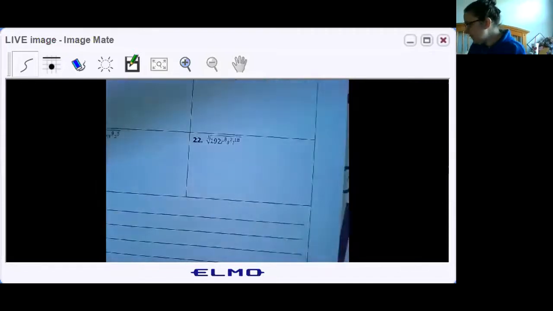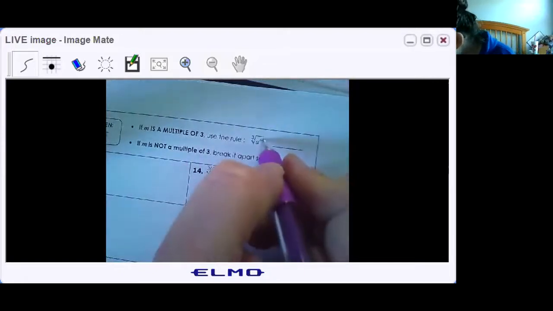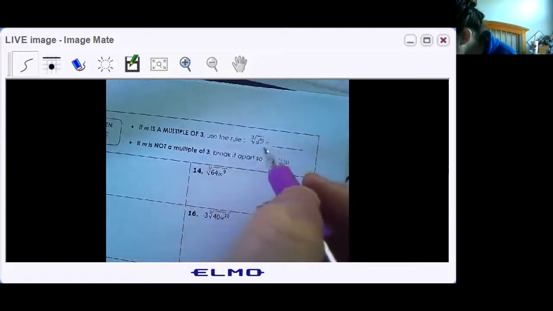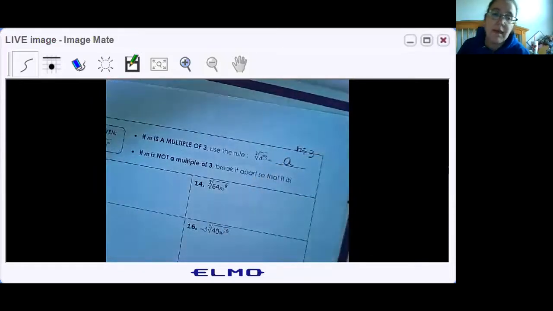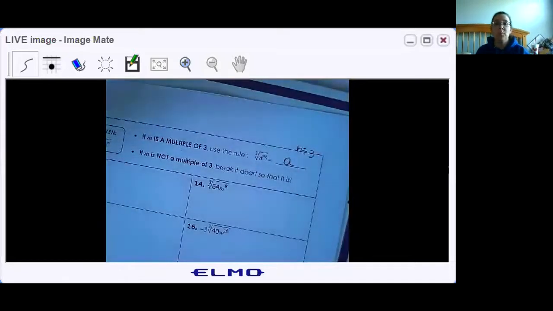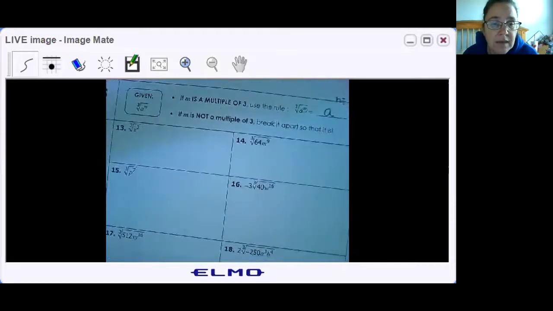We take what we have, and instead of looking at pairs of 2, we're looking for sets of 3. Now, if we're doing a cubed root, and that exponent is a multiple of 3, our answer is just our variable to a power divided by 3. If it's not a multiple of 3, then we're looking at pulling out sets of 3s and leaving behind what doesn't get used.